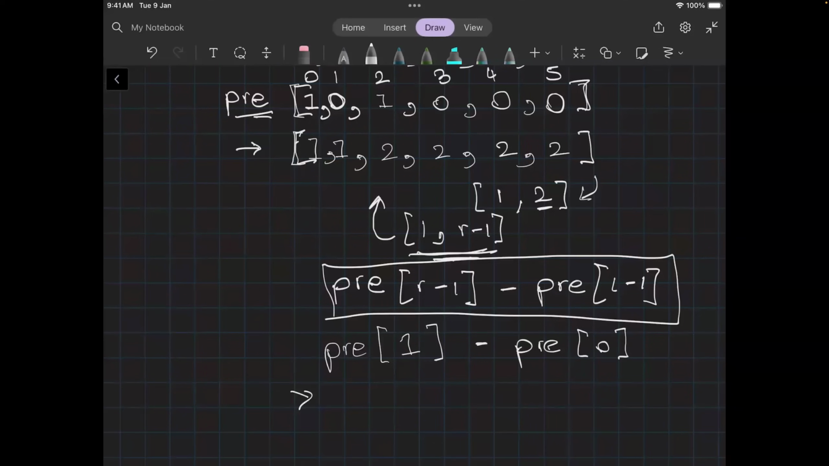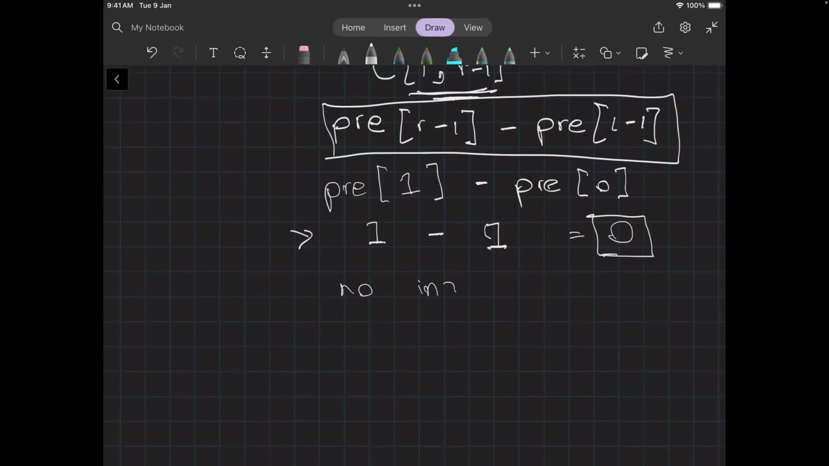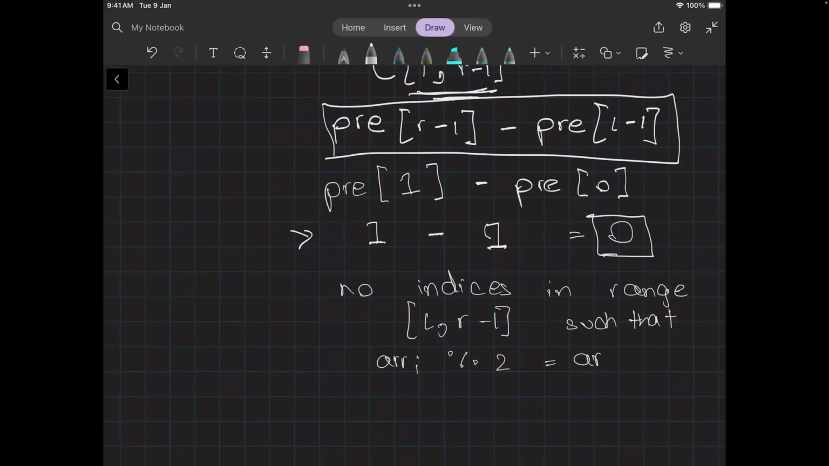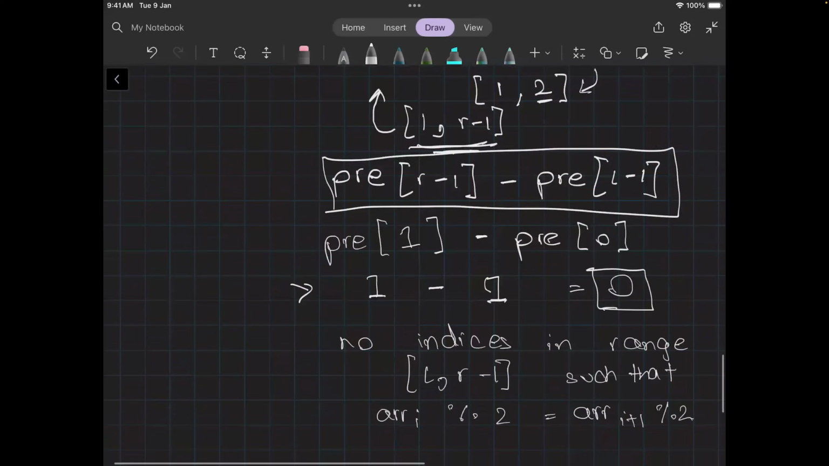Okay. Now, what is prefix of 1? It is 1, guys. What is prefix of 0? It is 1 again. This is 0. What does this mean? It means that there are no indices in range L to R minus 1 such that ARR I modulo 2 is equal to ARR I plus 1 modulo 2. Does this make sense, guys? So here we return true.